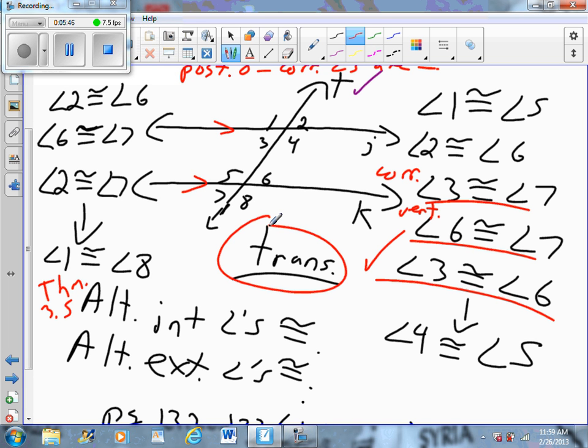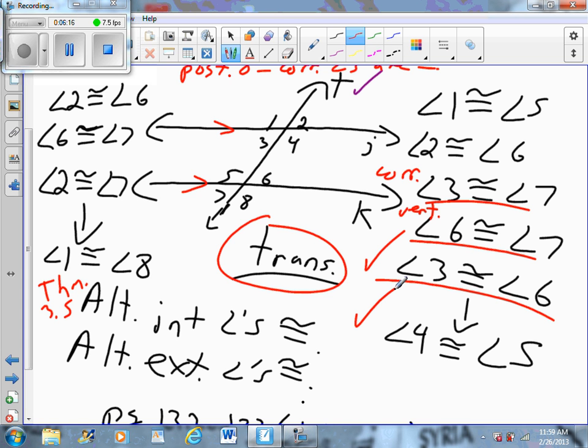So in other words, if I can say 3 is congruent to 6, then using this thought process I can automatically jump and say that 4 is congruent to 5. I don't have to reprove it. I could say 8 is congruent to 4, 8 and 5 are vertical, so 4 and 5 are congruent, but I don't need to. Once you've established the theorem once, you can use it all you want to. So both of these are true statements now.